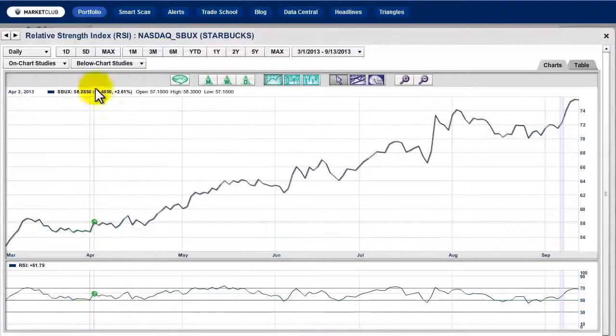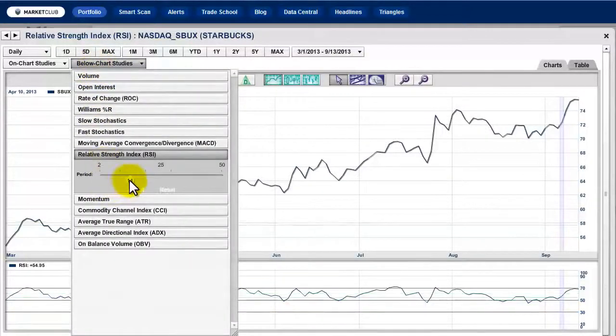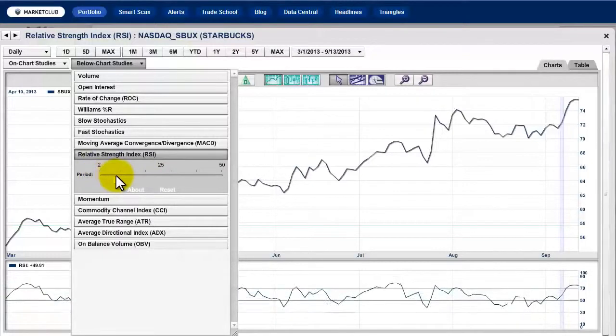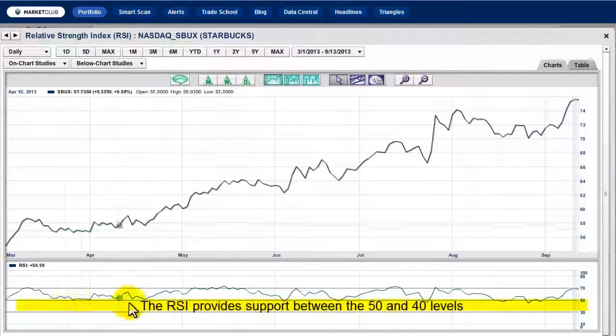Now remember, we're just using the default setting on this indicator. But if you move it around, you can change it and make it more volatile if you go to just a short period of time. But I tend to like to keep it either at a 10-day, or I like to keep it at a default setting of 14, which is what Wells Wilder first came up with. So again, just click off below chart studies indicator, and you can see support comes in here, right around the 50 level.